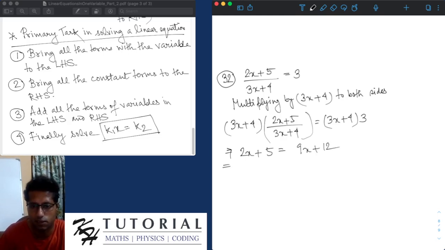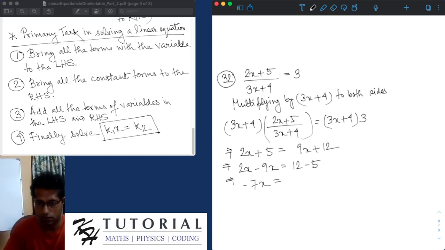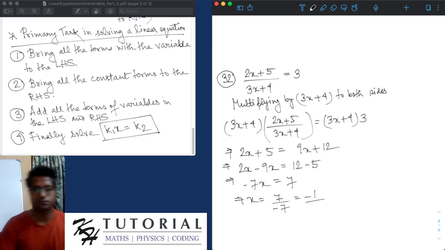Now if we bring all the x terms to the left hand side and all the constant terms to the right hand side, this becomes 2x minus 9x equals 12 minus 5. This implies minus 7x equals 7. This implies x equals 7 divided by minus 7. This is minus 1. So this is the answer.